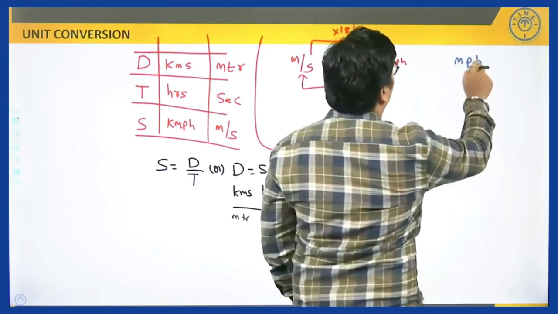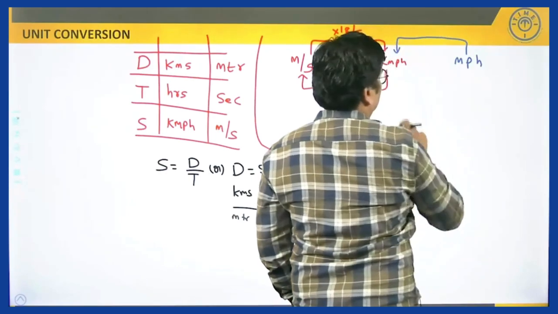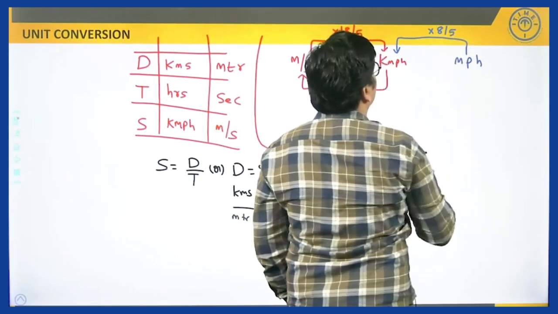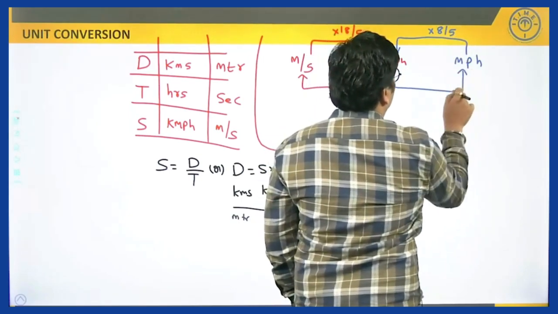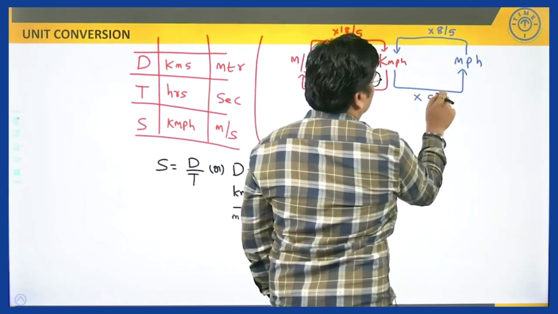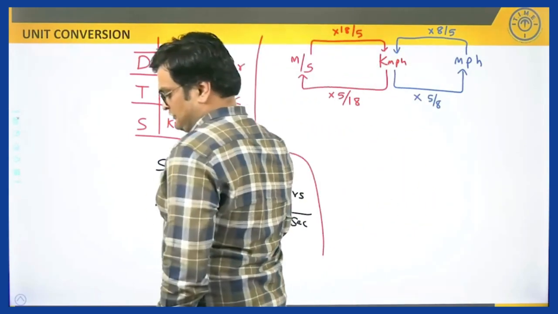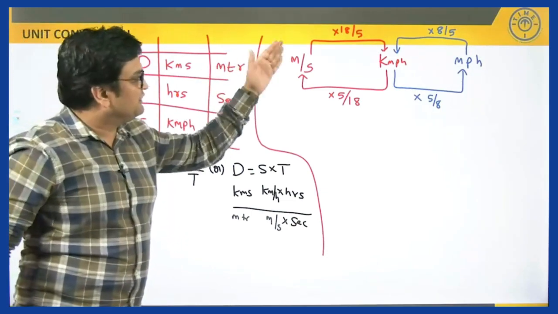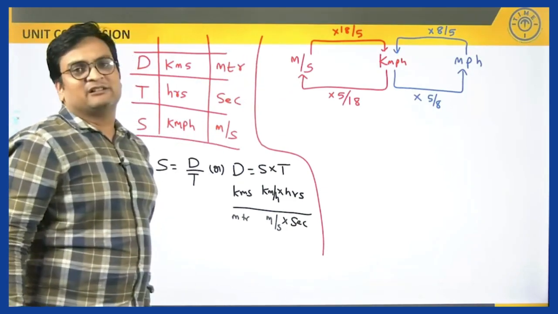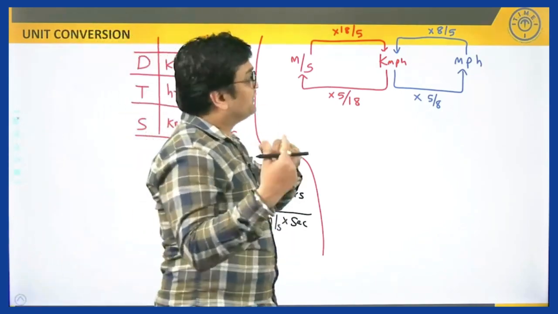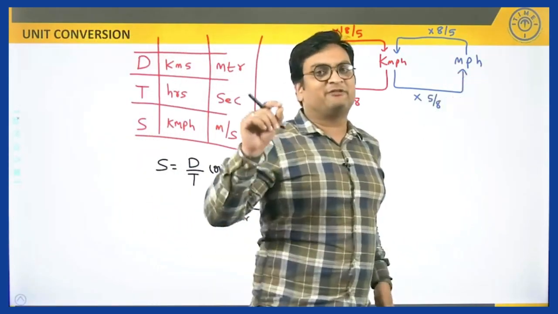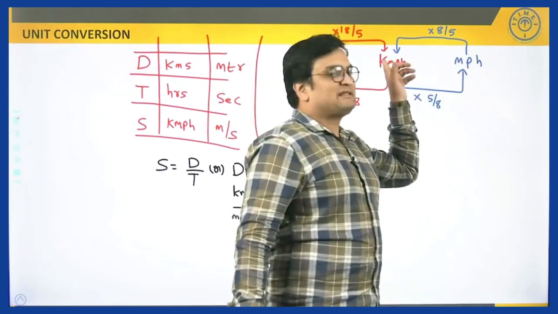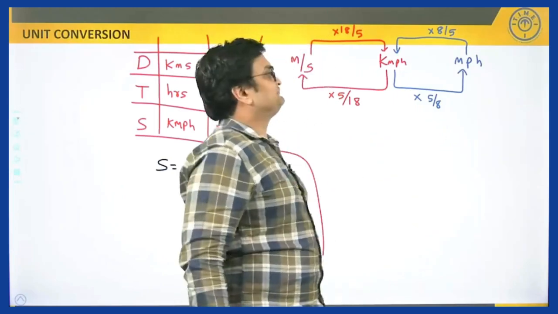If you want to convert miles per hour into kmph, the factor that we'll be using here is 8 upon 5. And kmph into miles per hour, the factor will be the reciprocal of that, 5 upon 8. This is how we can convert one unit of speed to another. By the way, the conversion factor is 8 by 5 because 1 mile is 1.6, which is 8 by 5 kilometers. Thus, 1 mile per hour is 8 by 5 kilometers per hour.